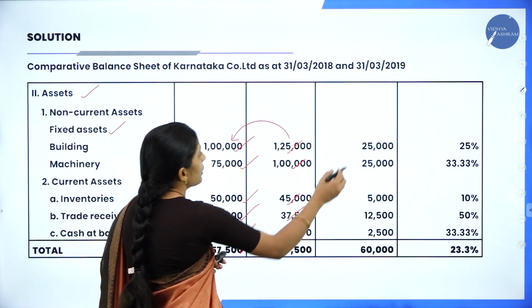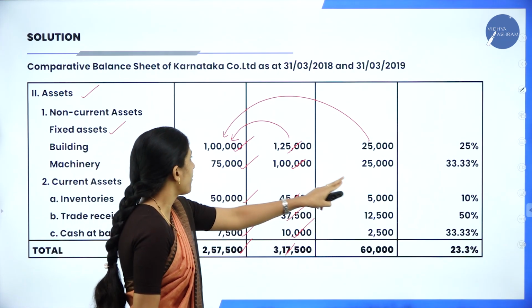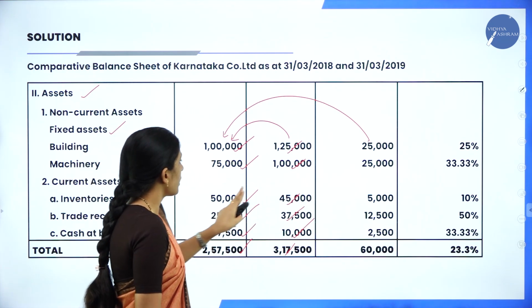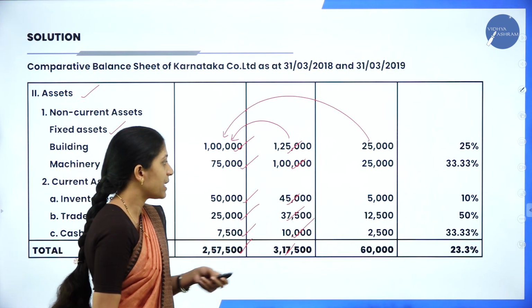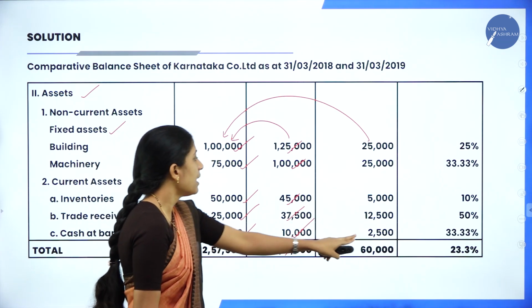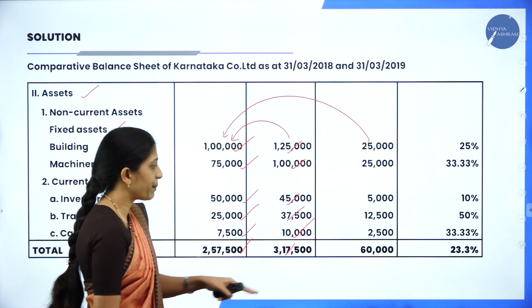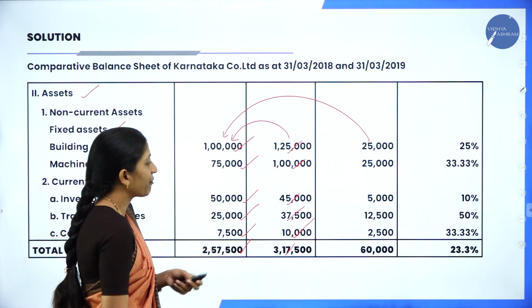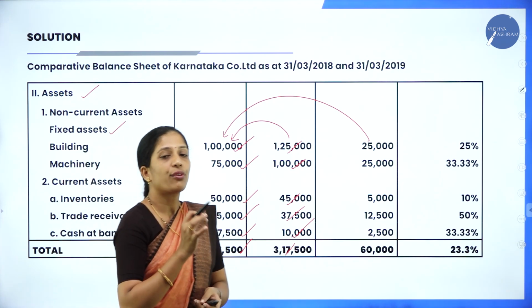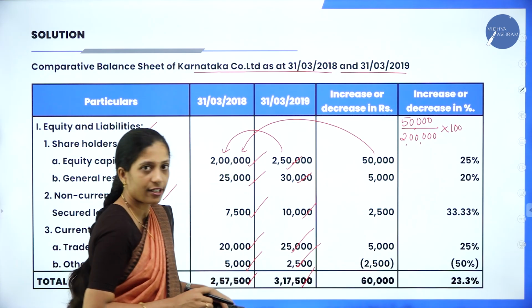In the same way, next is 25,000 divided by 1 lakh into 100, 25%. 25,000 divided by 75,000 into 100, 33.33%. 5,000 divided by 50,000 into 100, 10%. 12,500 divided by 25,000 into 100, 50%. Next, 2,500 divided by 7,500 into 100, 33.33%. 60,000 divided by 2,57,500, 23.3%. So, hope you are clear. This is how you are going to solve. Your total of liability should be equal to total of assets also.